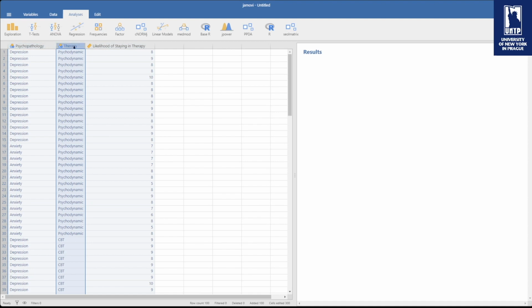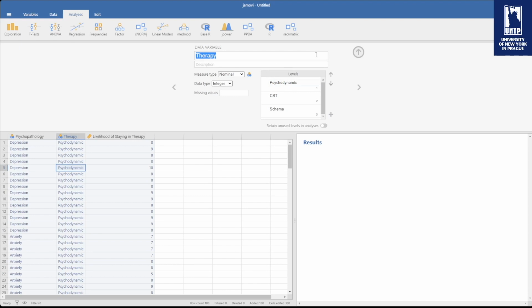So, for instance, in this case we have 3 levels, if you remember, and we have the likelihood of staying in therapy, which is a normal continuous variable. So the main effect would be, is there a significant difference between the 3 therapeutic approaches and the likelihood of staying in therapy? Yes or no? That is the main effect. But we exclude the psychopathological element in this.